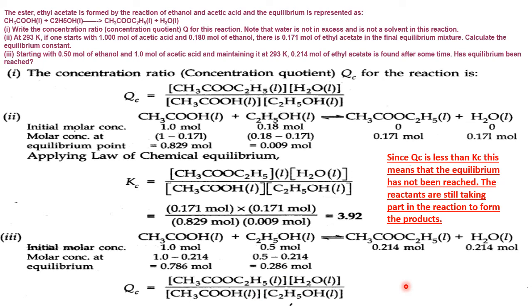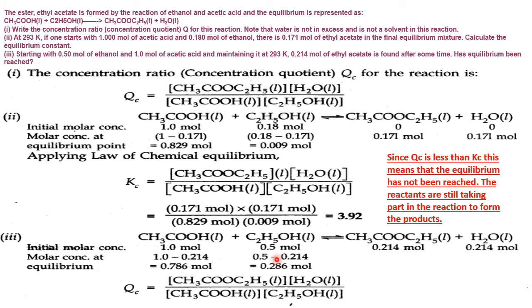I am saying you please check it. So now Qc is 0.2. What is Kc? Kc is 3.92. That means Qc is less than Kc. When the Qc is less, what does it mean?